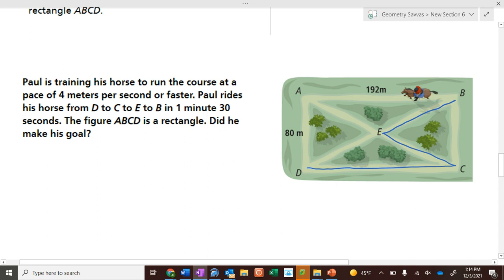Okay. So what we've got to do is figure out distances here. To figure out the distance, do we know EB or EC? Do they give us the information to tell us that? No. So what we know is this: we have a rectangle, which makes a right triangle.